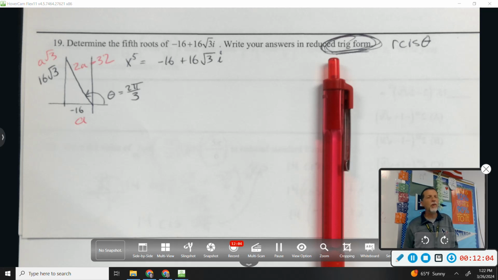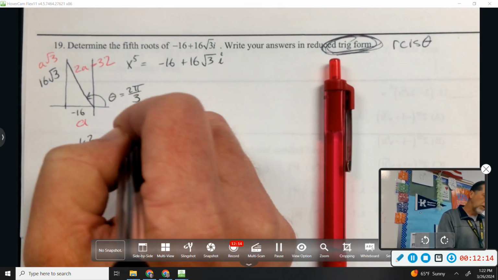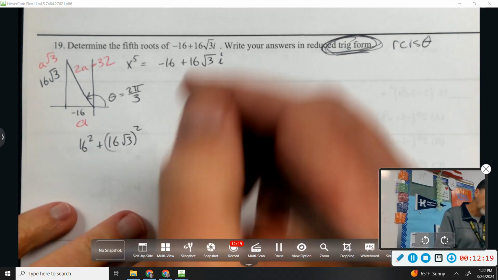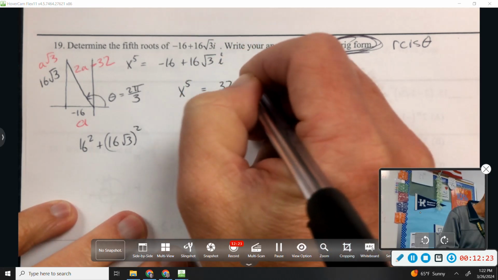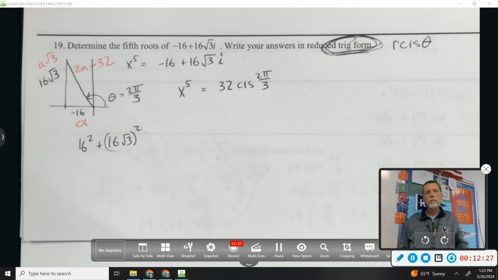On the test, there aren't any numbers that big, so if you did do a squared plus b squared equals c squared for all of them, you'd be fine. You're not going to be having to square 16 and 16 root 3 and try to add those together and then recognize that that's 32 squared. So 32 cis 2 pi over 3. Okay. So that was step 1. Make it a trig number.